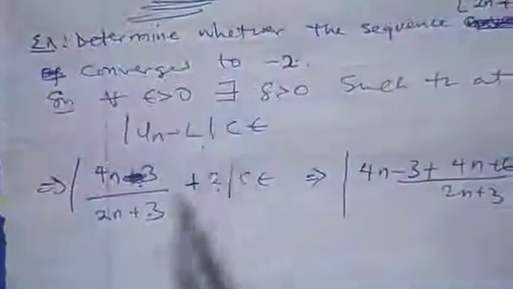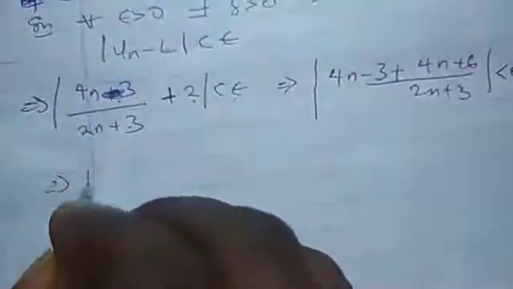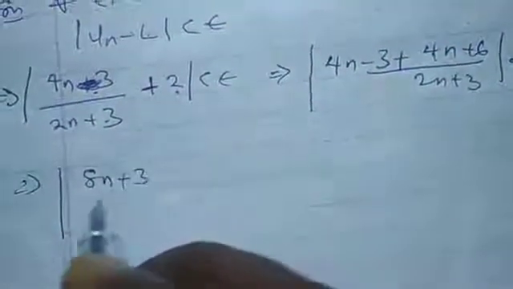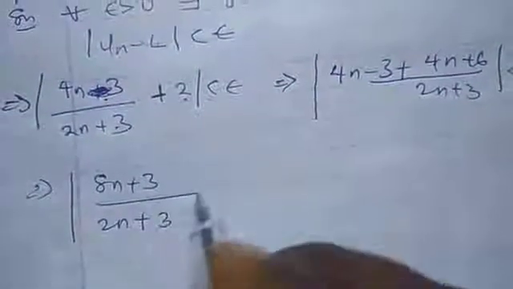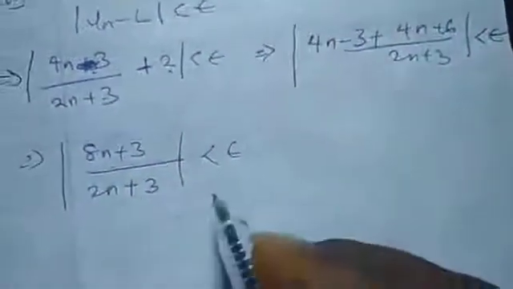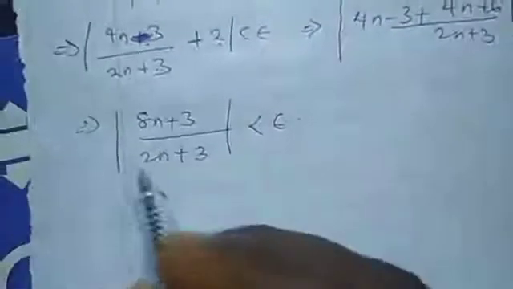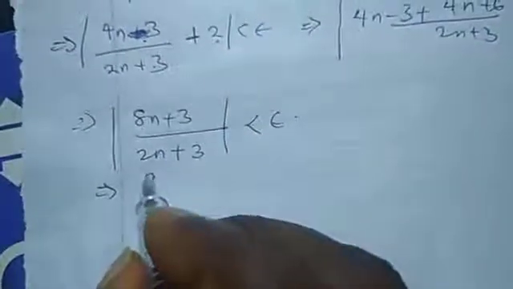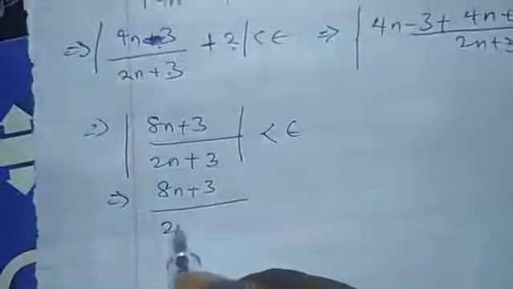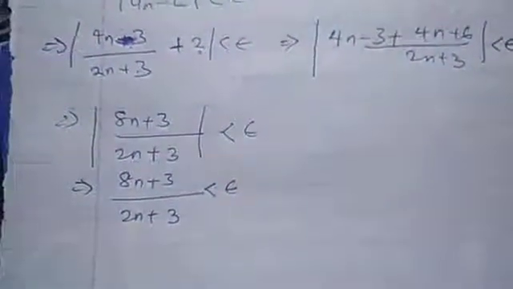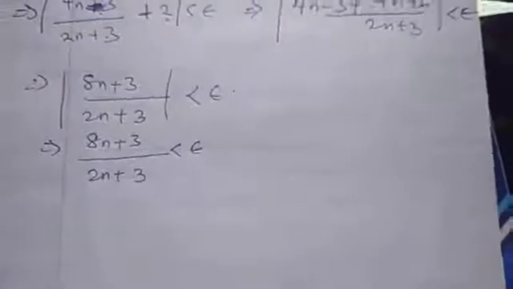Our aim is to find a relationship of this format. If you can find it, then the sequence converges. If you simplify this further, we are going to have 8n plus 3 over 2n plus 3 is less than epsilon. And for all this, we know that it is always positive. So the absolute value is not needed again. It's always positive for n greater than or equal to 1. In fact, even if n is 0, it will still be positive.